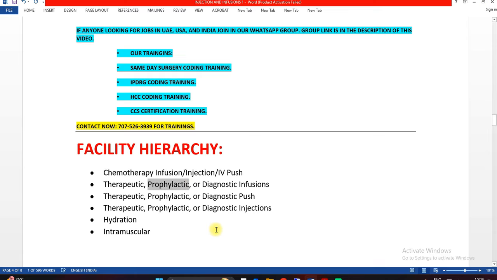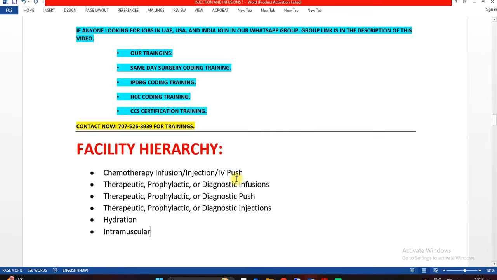So basically, prophylactic means in order to prevent future occurrence of any cancer or any type of disease, pre-disease process, the patient will inject the medication. So that one you will call prophylactic or preventive.